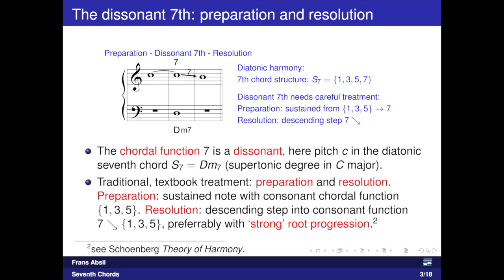Let's start with the textbook case in traditional theory of harmony. We are in the domain of diatonic harmony, which means we use chords in thirds. In the score there is a seventh chord, here the D minor 7 in the scale of C major. This four-part chord contains chordal functions 1, 3, 5 and 7: root, third, fifth and seventh.